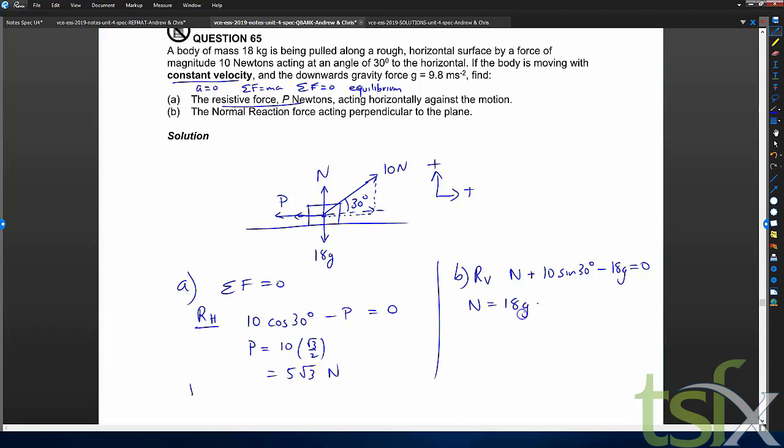18g minus 10 times sine 30, which is a half. Now, how do we leave our answer? Do we leave it as 18g minus 5 newtons? The question is, do I have to put in g equals 9.8? Now, 18 times 9.8, that's not very nice, is it?